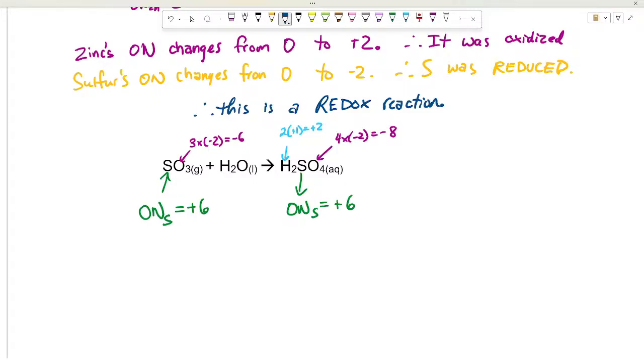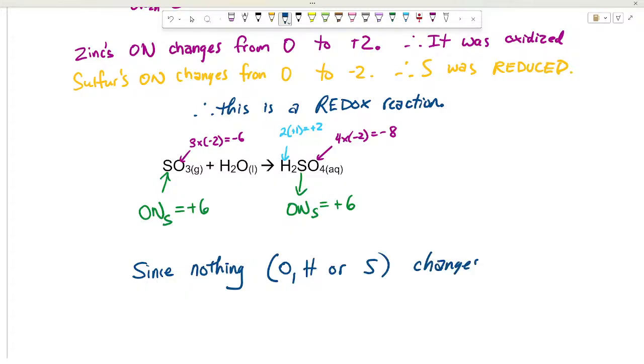So I just wanted to show you an example. Not every reaction involves changing redox potential. Since nothing, by which we mean oxygen, hydrogen, or sulfur, changes oxidation numbers, this is not a redox reaction.